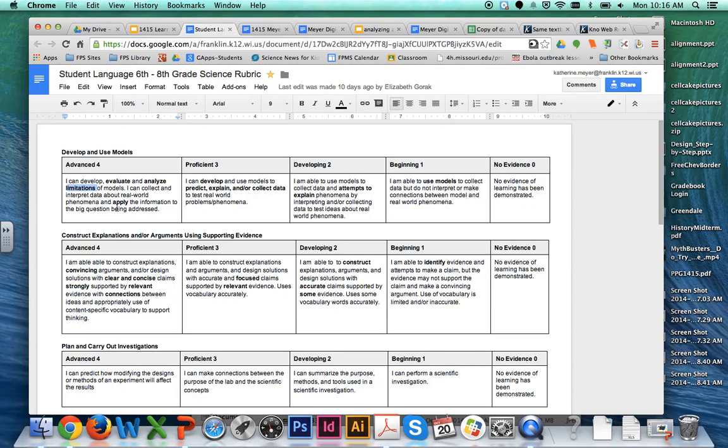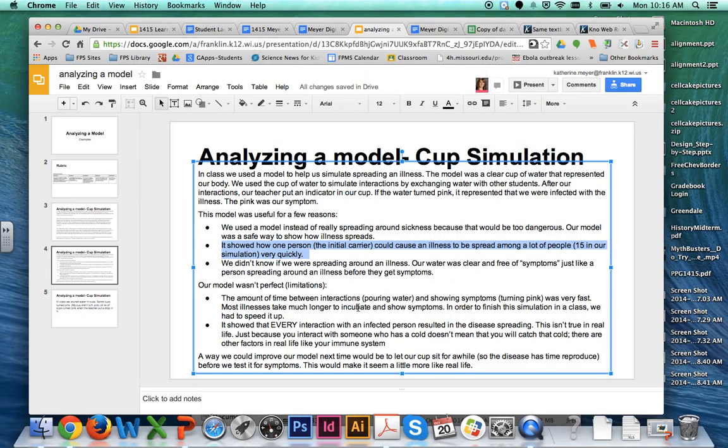The reason this isn't all the way a 4 is because they didn't necessarily talk about the big question. Okay, they kind of hint at the big question, which is how can we prevent our good friends from getting sick? But they don't explicitly say that. So they might want to talk about, to prevent your friends from getting sick, you would want to not have interactions with sick people. So that would make it a solid 4.